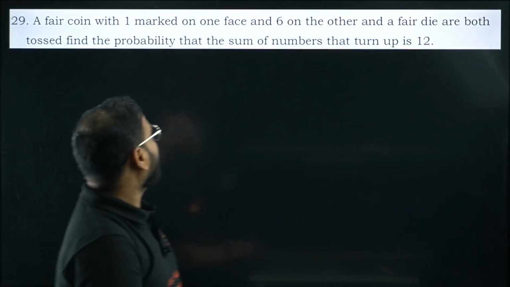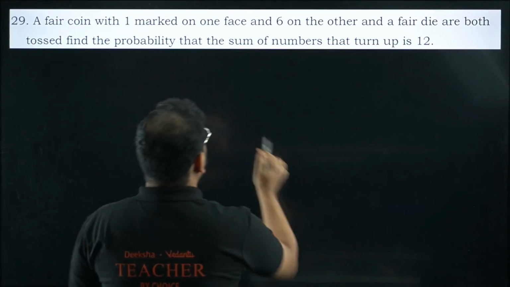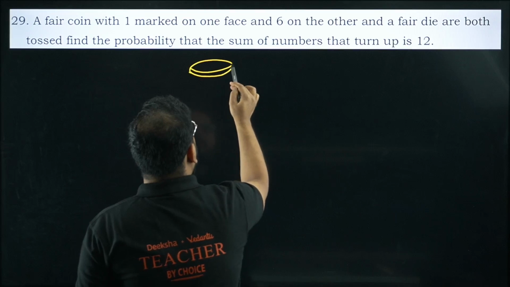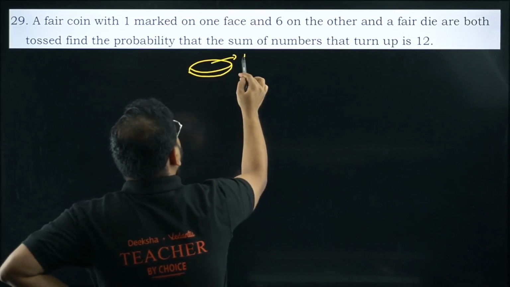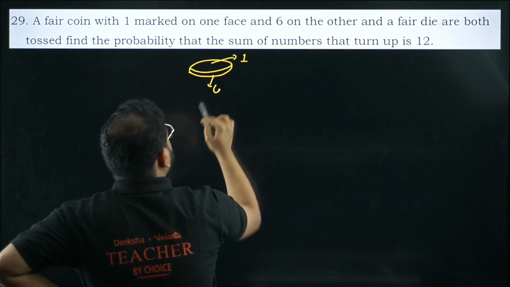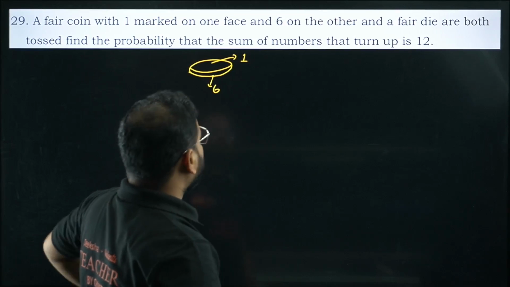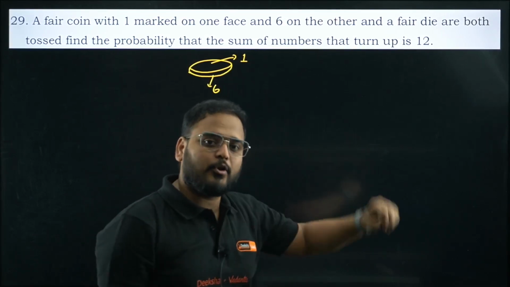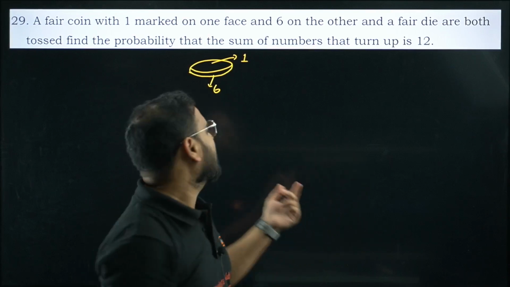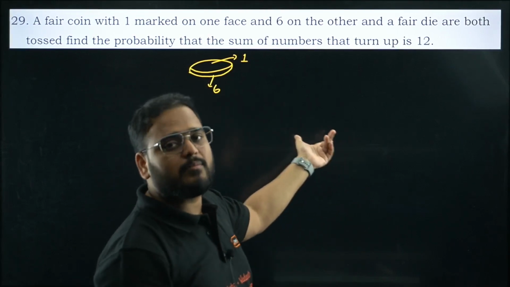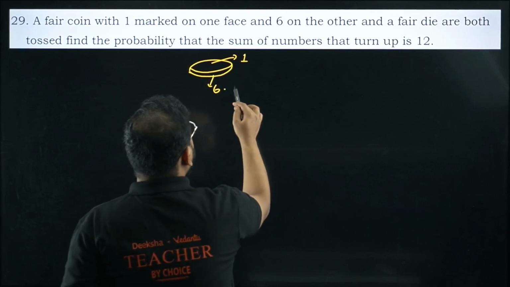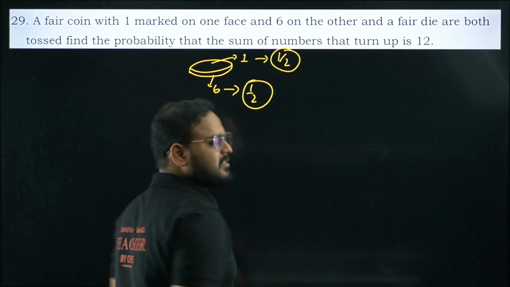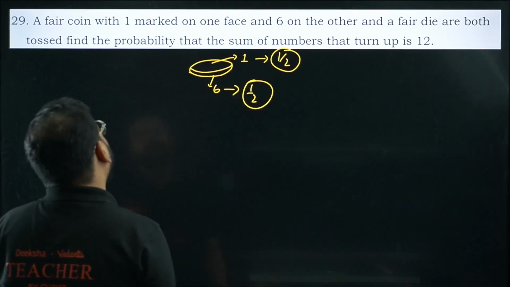A fair coin with 1 marked on one face. There's a coin like this, right? We have here marked as 1. On this side we have marked as 6. So the chance of getting 6 is 1 by 2. Head or tail, right? When you toss it, what do you get? Fair means unbiased, right? So you'll get a half chance of getting both the numbers. The chance of getting 6 will be 1 by 2, and the chance of getting 1 again will be 1 by 2 only, right? Half and half chance. Then a fair die is tossed.